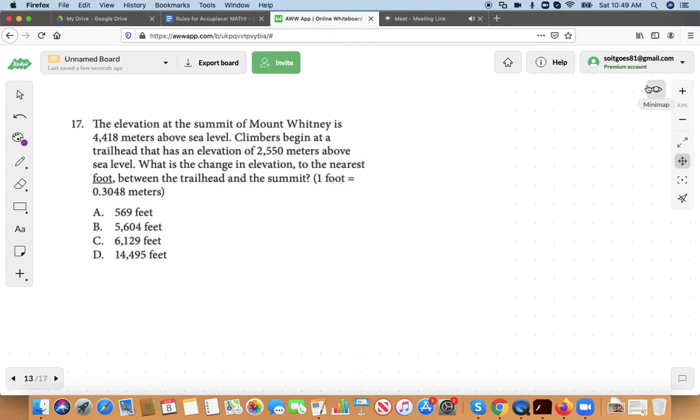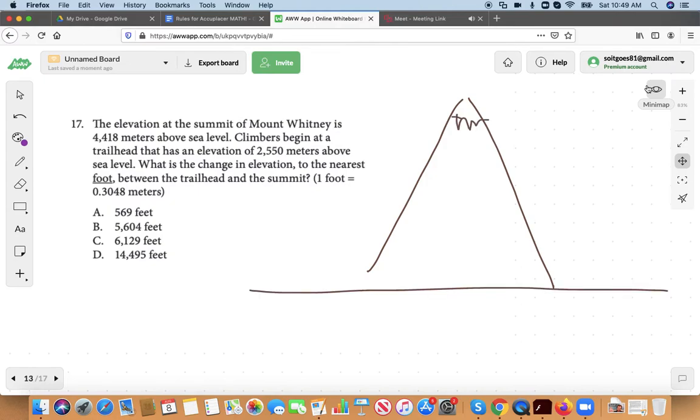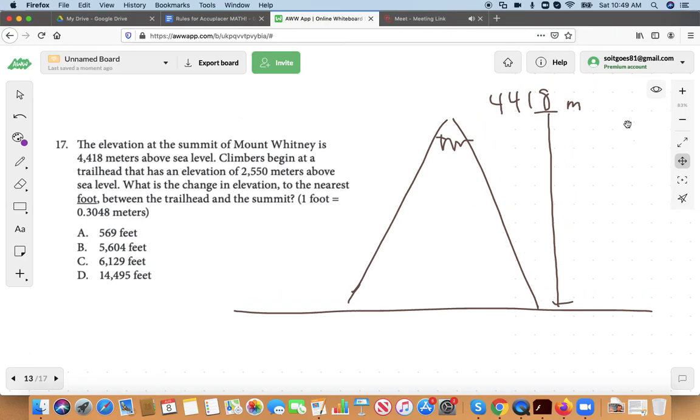So I'm going to draw a picture of this mountain. There's the mountain, little snow cap on the top, right? We'll make that sea level right there. Does that all make sense? Mm-hmm. And the elevation of that summit above sea level, the high point, is what? It's 4,418 meters, right? Because we're going to have some feet deal in this question as well, in just a moment. 4,418 meters. Does that make sense so far?